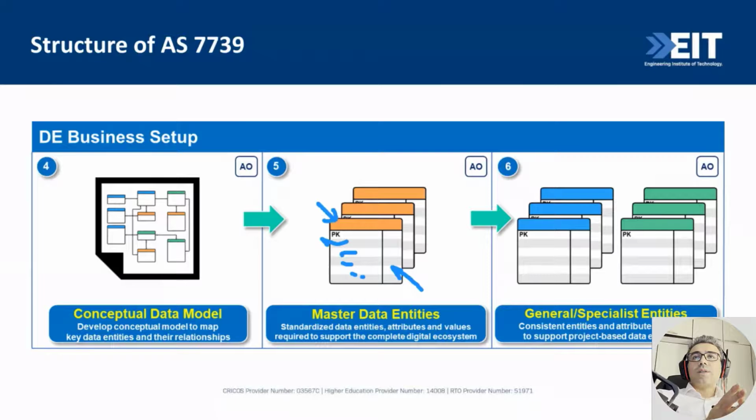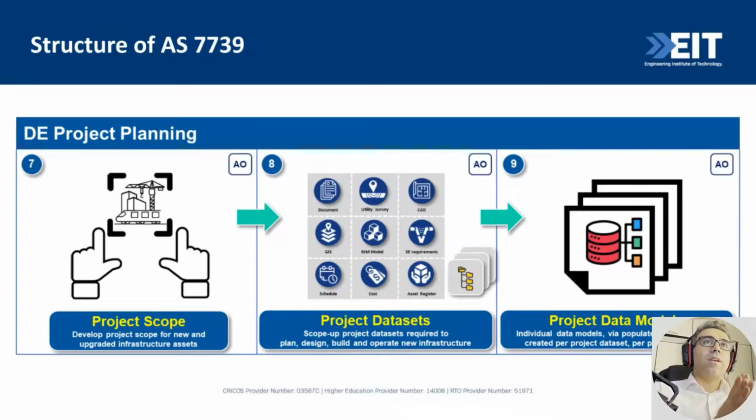After that, with the general and specialist entities phase, these consist of entities and also attributes required to support project-based data exchange, and also so that this data can be easily exchangeable. For example, the asset management systems can be linked to Primavera P6 scheduling by the scheduler. For example, it can be connected to the cost management systems that we have. All the data can be interoperable with each other. This is the goal that we have in the business setup by the asset owners or infrastructure managers.